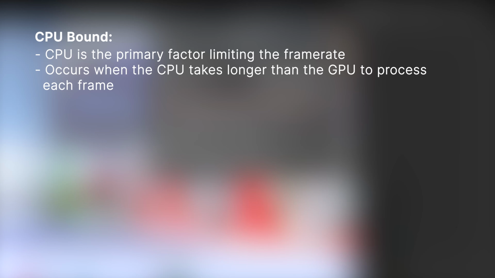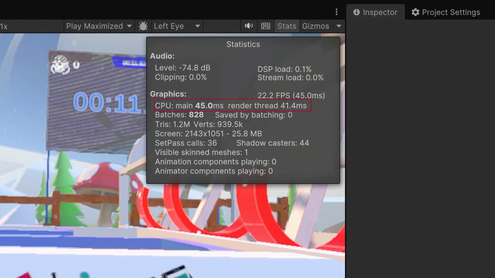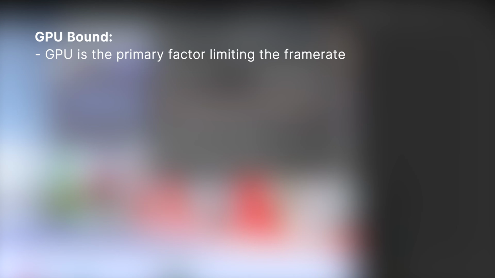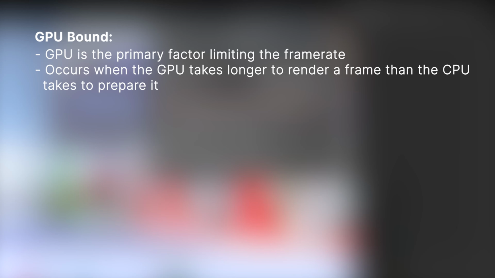In this example, the main thread time is 45 milliseconds, and the render thread time is 41.4 milliseconds. If these values are higher than the GPU frame time, it indicates that the CPU is doing too much work, or there are inefficiencies in how the game is managing its logic, physics, or rendering tasks. Alternatively, this game could be considered GPU bound if the GPU was the limiting factor, and that will occur when the GPU takes longer to render a frame than the CPU takes to prepare it.